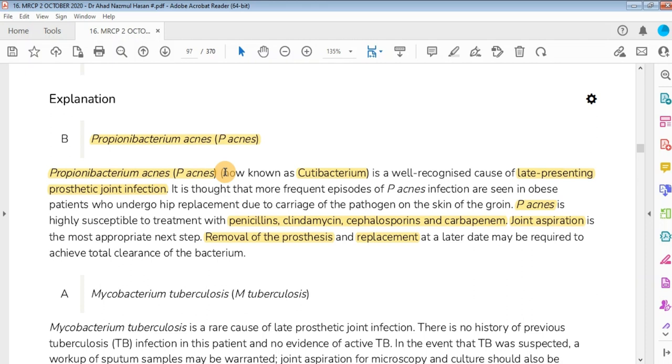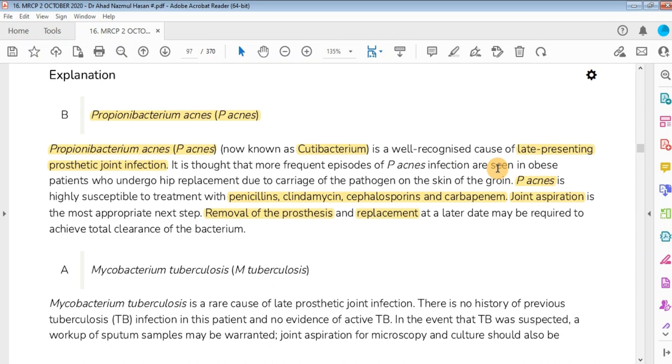Propionibacterium acnes, now known as Cutibacterium, is a well-recognized cause of late presenting prosthetic joint infection. It is thought that more frequent episodes of Propionibacterium acnes infection are seen in obese patients who undergo hip replacement due to carriage of the pathogen on the skin of the groin. Propionibacterium acnes is highly susceptible to treatment with penicillin, clindamycin, cephalosporin, and carbapenem.